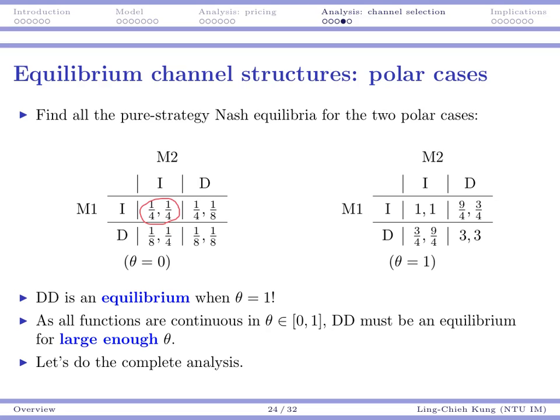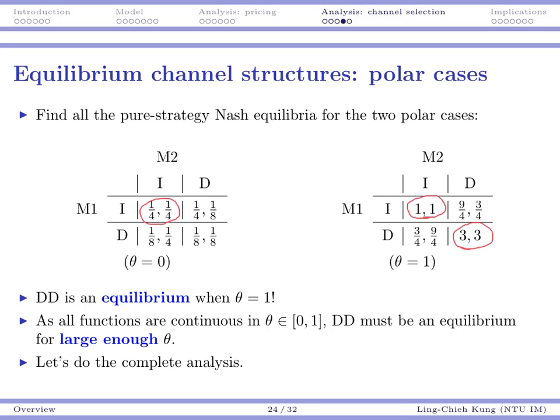However, when theta is 1, things are somewhat different. First, we can see here II is still an equilibrium. Okay, if they are earning 1 currently, no one has the incentive to unilaterally deviate to D because that's going to give him only 3 over 4. Okay, so II is an equilibrium, but DD is also an equilibrium, and it is quite good, right? In this case, it is quite good. For example, for manufacturer 1, manufacturer can earn 3 under DD, and then 3 is greater than 9 over 4. So that's why manufacturer 1 would prefer DD than ID. And then DD is also an equilibrium.